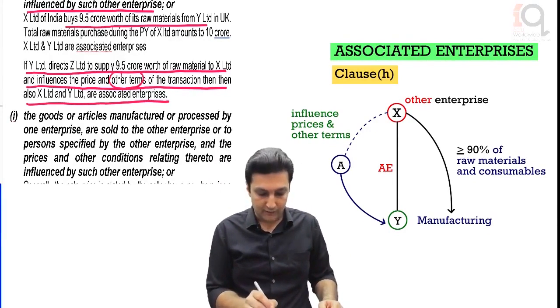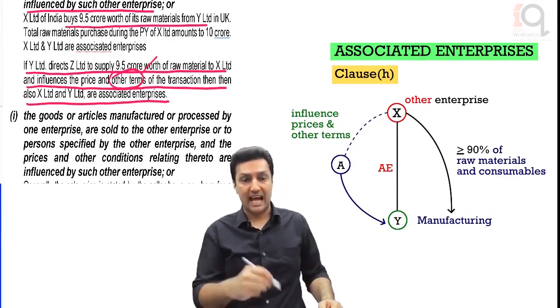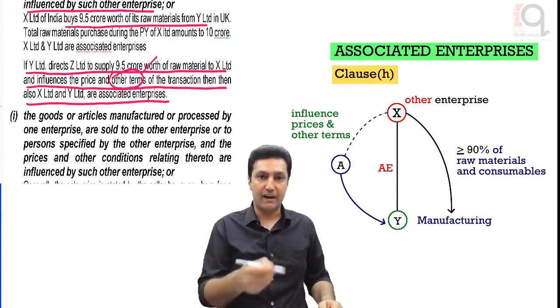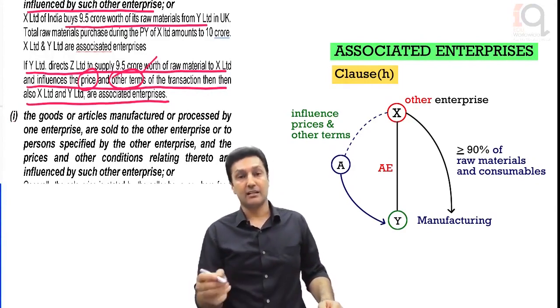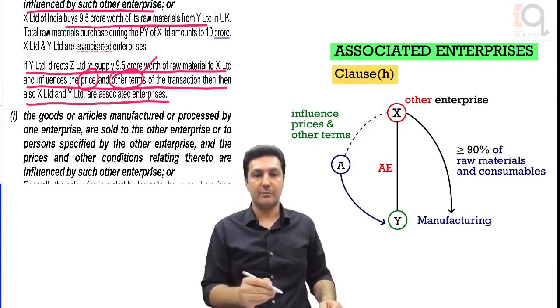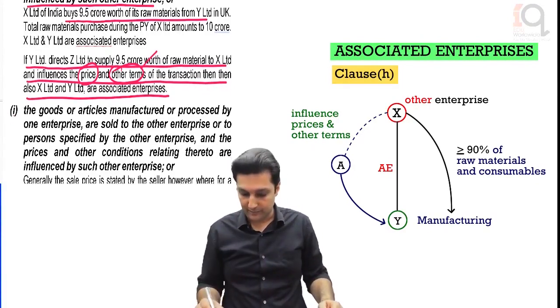There are other terms over here like guarantee, warranty, after sales. There are so many other terms. So it is not just the price and other terms. So anything that is influenced by the other enterprise, they will be associated enterprises.